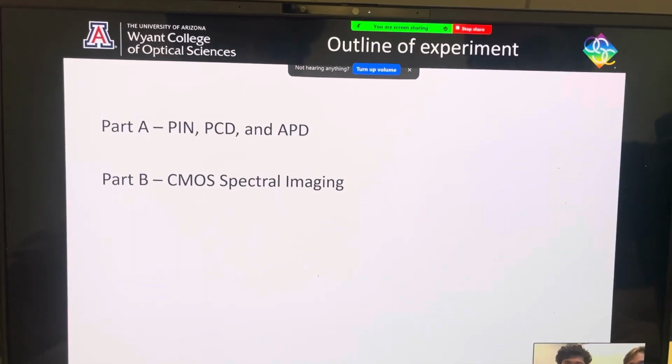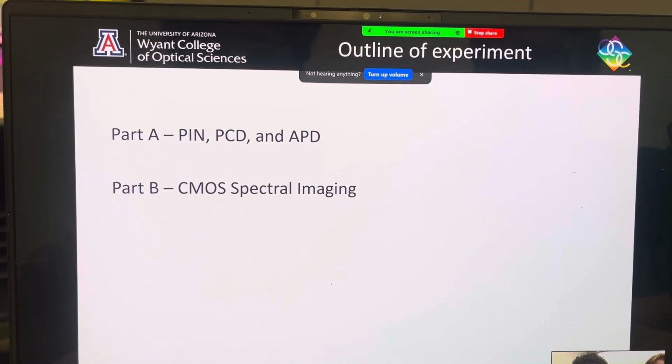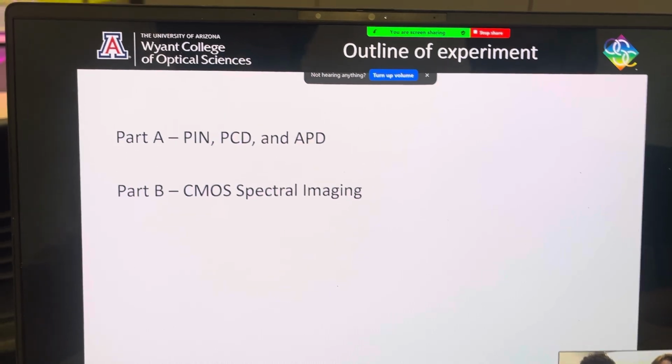So this is an overview of the experiment. Part A: PIN, PCD, and APD. Part B: CMOS spectral imaging.